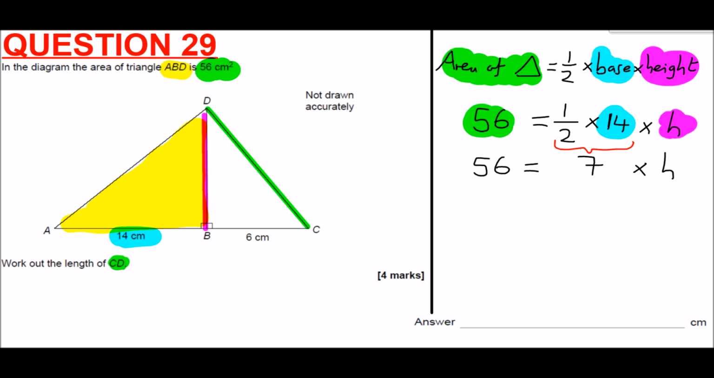Another way, though, treating it as an equation, is we need to get the H on its own. That 7 is multiplying the H. So if we just get H on its own and swap this 7 to the other side, we'll swap the side and swap its sign from being a multiplication to a dividing. So H will be 56 divided by 7. How many 7s fit into 56? Again, it would be 8. So the height equals 8.